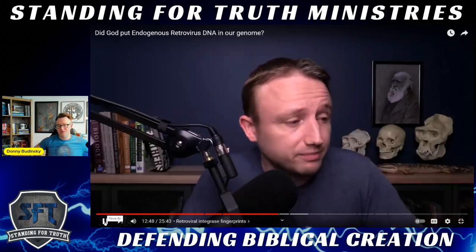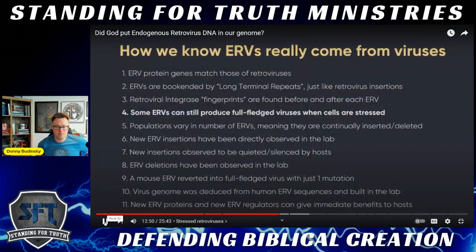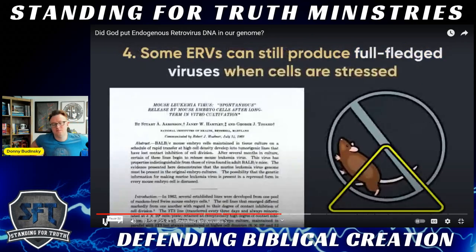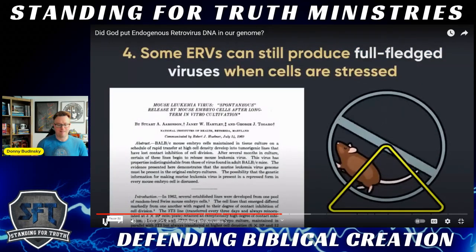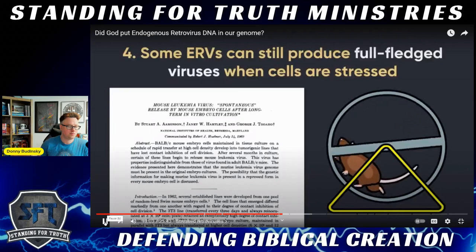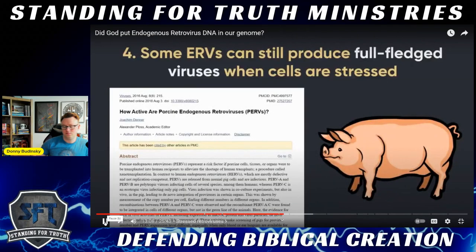So, number 4, some ERVs can still produce full-fledged viruses when cells are stressed. So this is an obvious indication that ERVs really did come from viruses. This is a study on mice. In this paper, they witness a retrovirus get turned back on and start producing viral particles. In pigs as well, they've got some that will produce viral particles. In live pigs, the cells actually suppress viruses. The viruses aren't usually made. But if you do a cell culture of pigs, or if you have an organ of a pig that you're keeping alive in a petri dish.